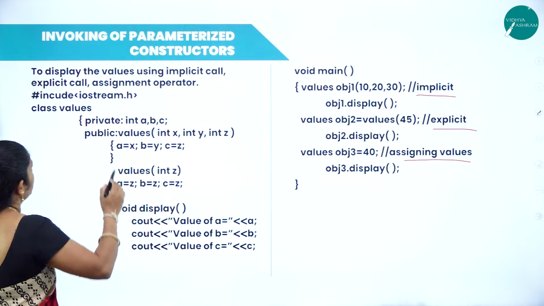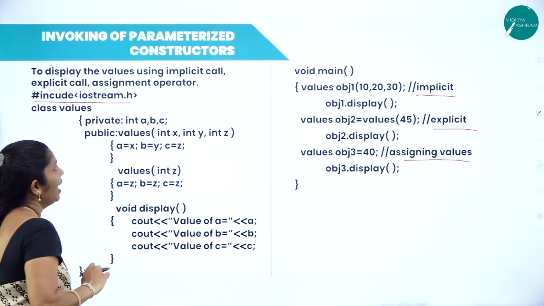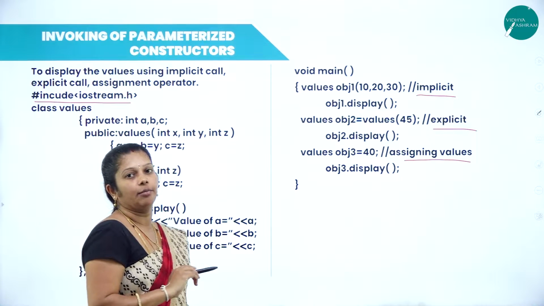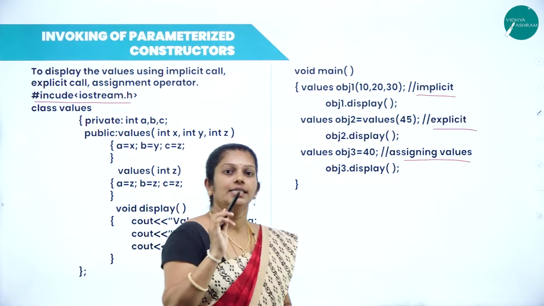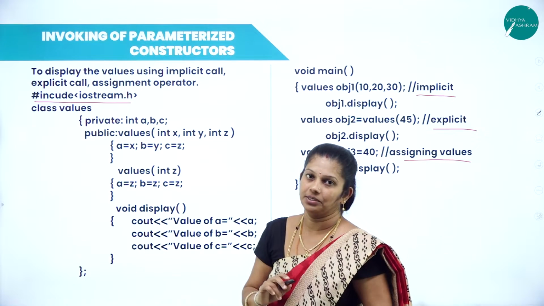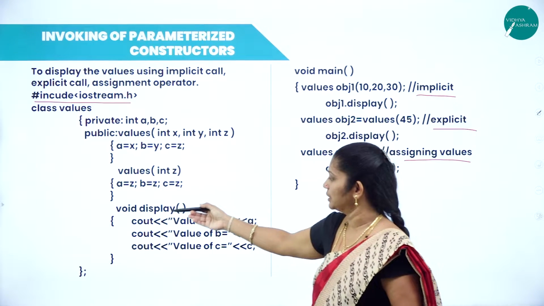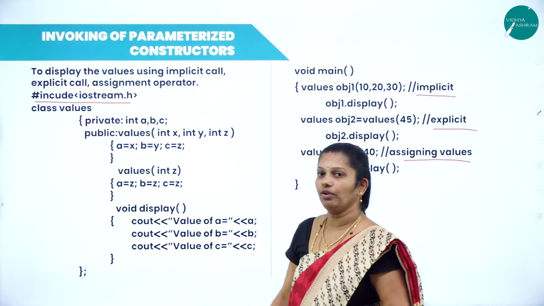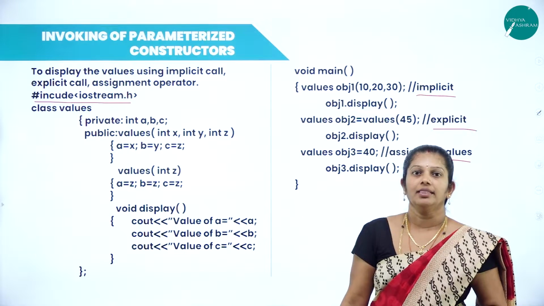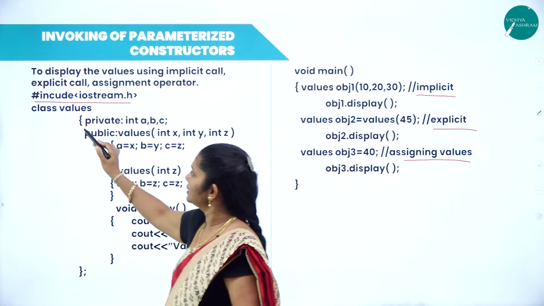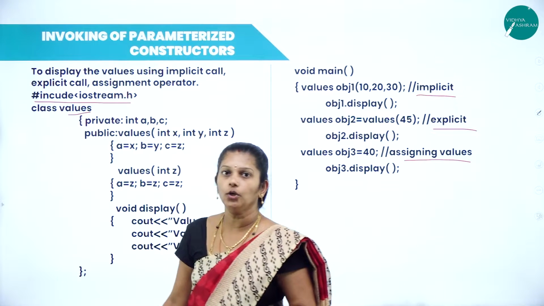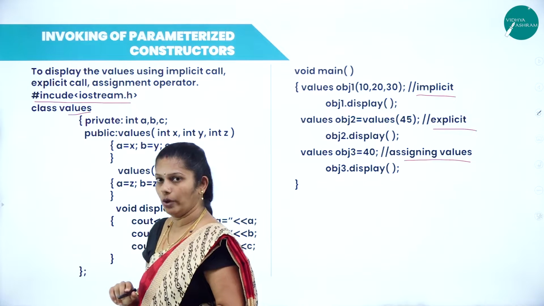Then first, as usual, we will start with the header file #include <iostream.h>. This is the supporting header file for cin as well as cout function. In the program, if you use cin as well as cout, then we require this header file, that is iostream.h. Then next, the class name we have given is values. Here the class name is values.